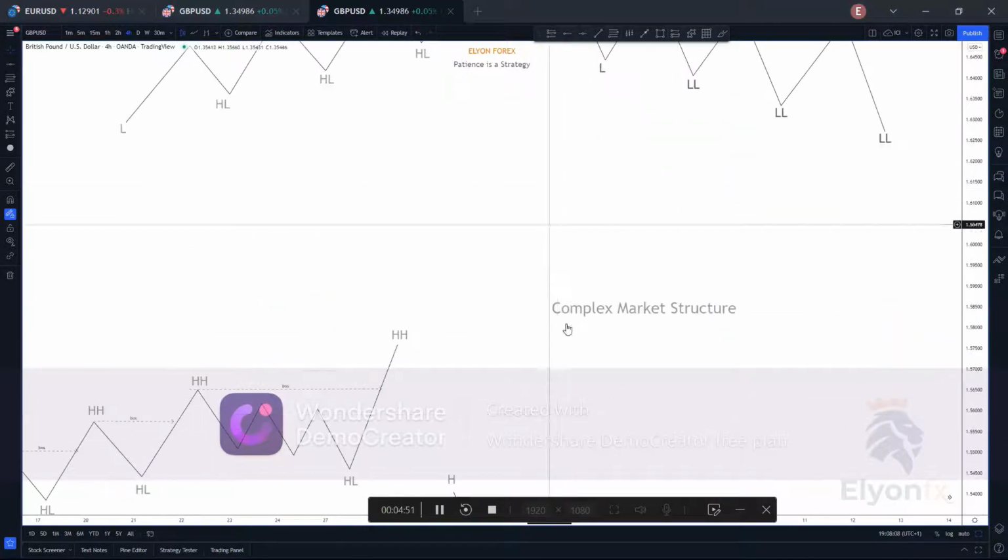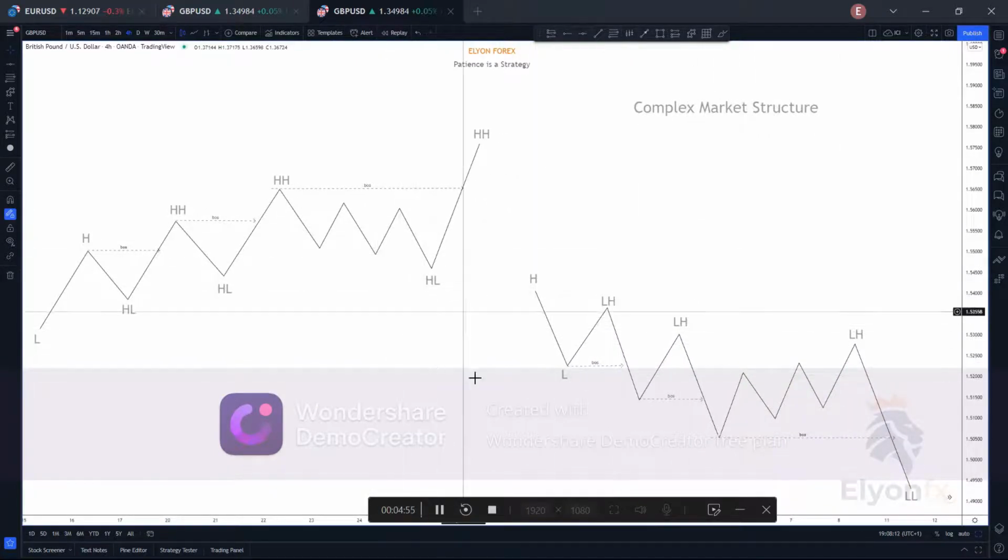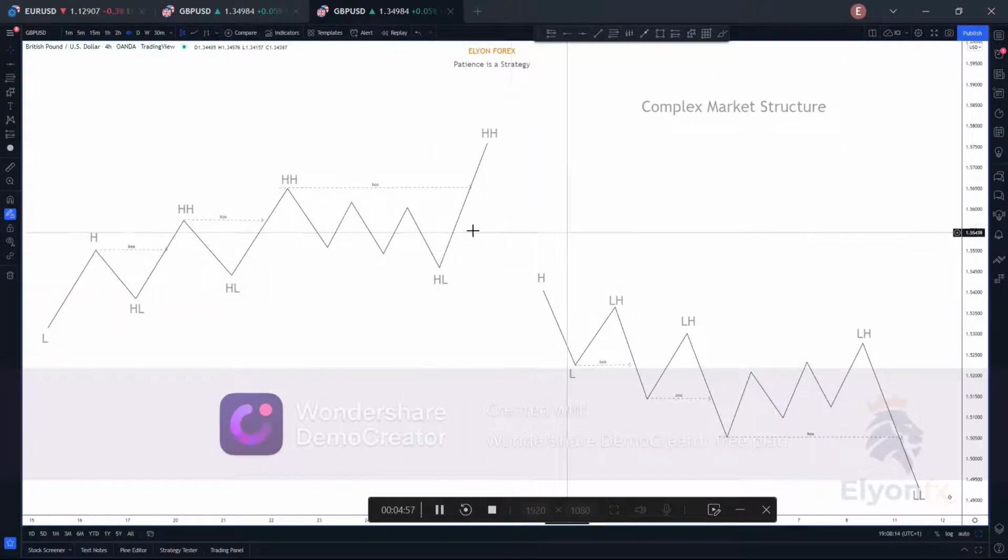So now moving into the complex market structure. As you can see, the structure on my chart is different from the one we talked about earlier, because there we were just getting everything so simple. The market just kept creating higher lows and higher highs in an uptrending market. But in this case, we are having a more complex structure. And why is it so complex?